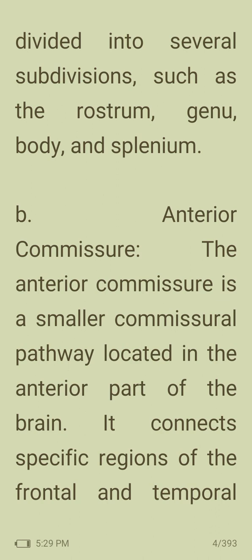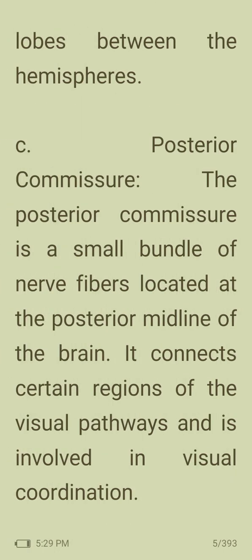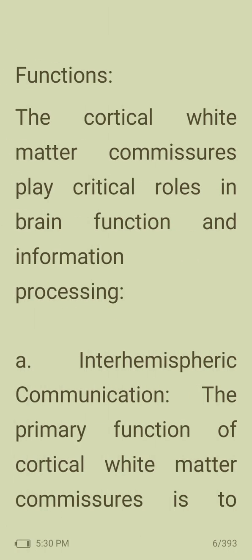Anterior commissure. The anterior commissure is a smaller commissural pathway located in the anterior part of the brain. It connects specific regions of the frontal and temporal lobes between the hemispheres. Then posterior commissure. The posterior commissure is a small bundle of nerve fibers located at the posterior midline of the brain. It connects certain regions of the visual pathways and is involved in visual coordination.